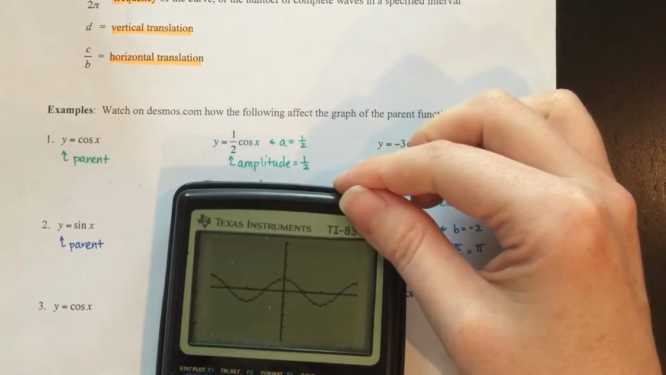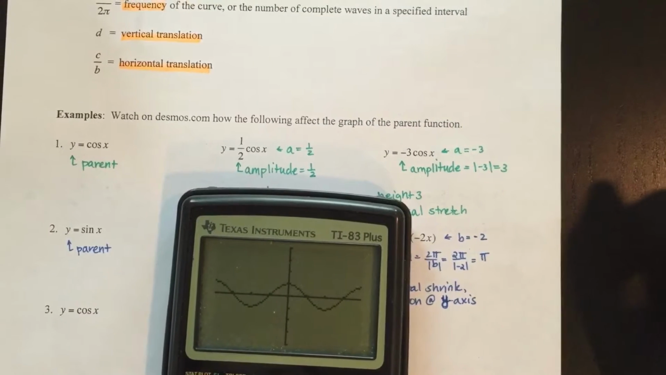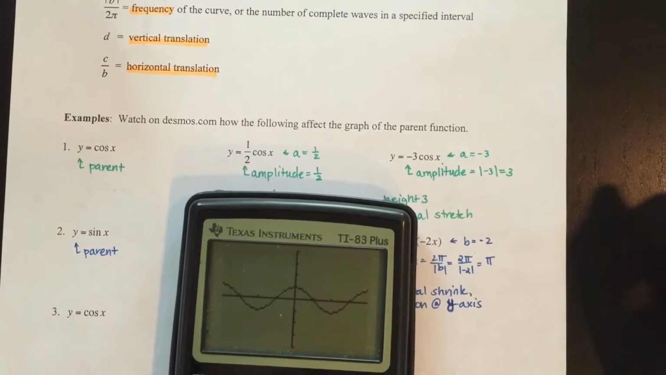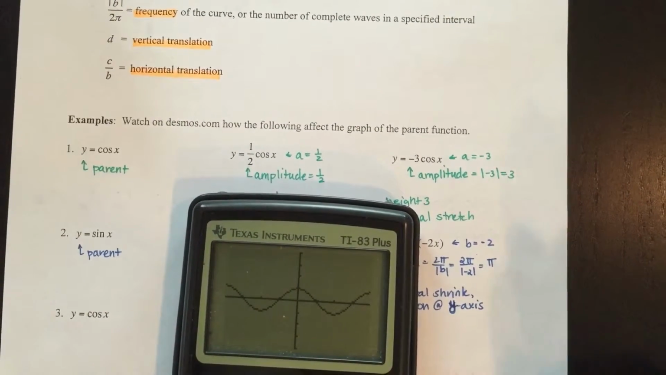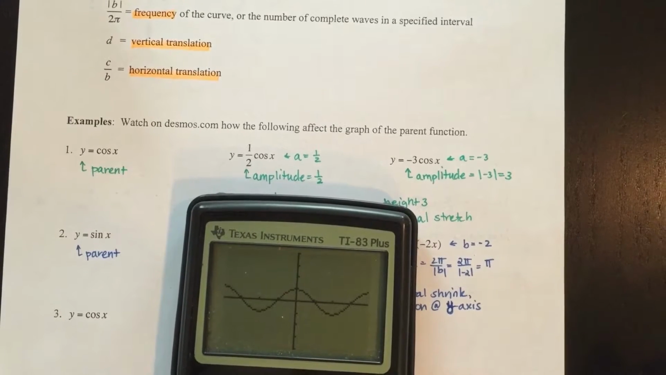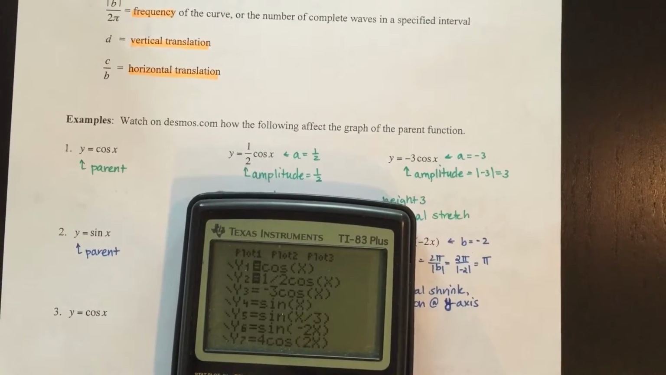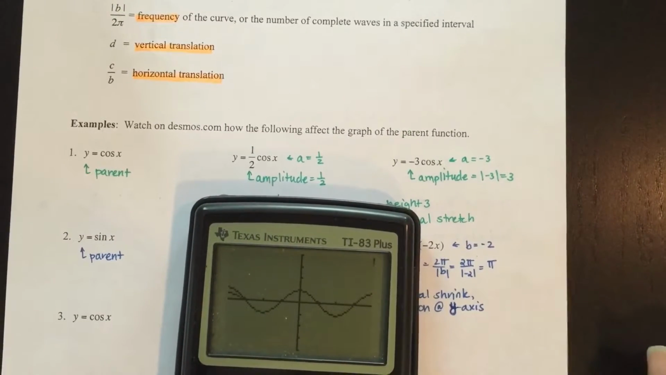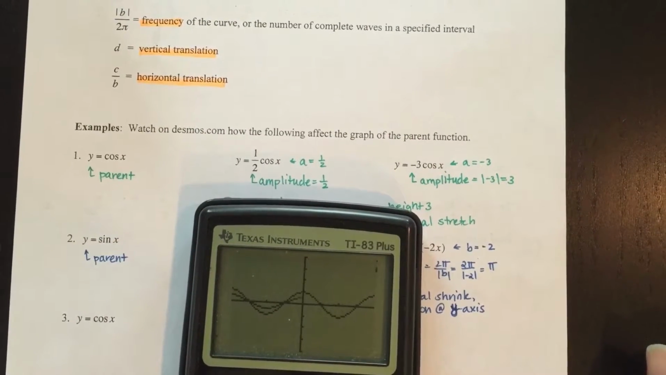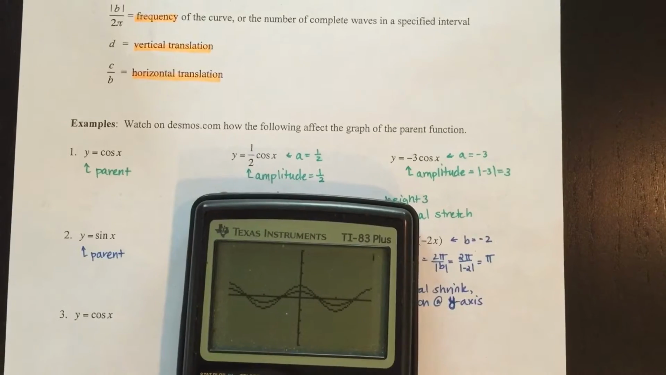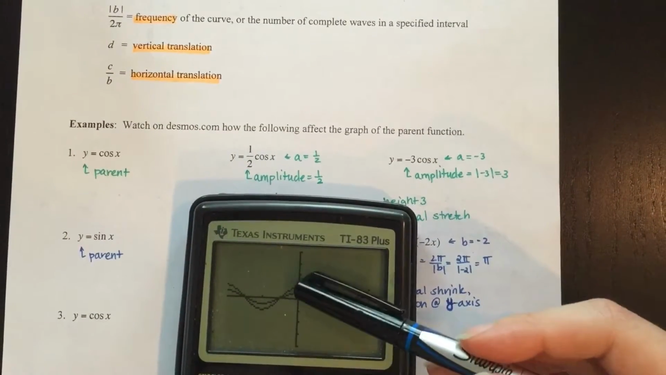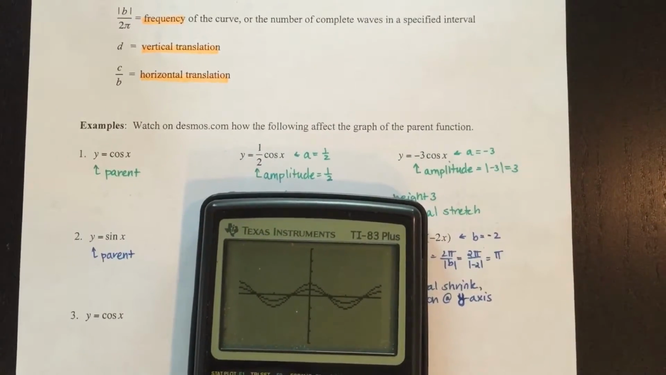Now what will happen to cosine if I do 1/2 cosine x? Well, that means that the a value is 1/2, so our amplitude is 1/2, which means we should expect the same shape but a shorter height. So let's look at 1/2 cosine x. There he is. And you can see here that he is 1/2 as tall as cosine x.